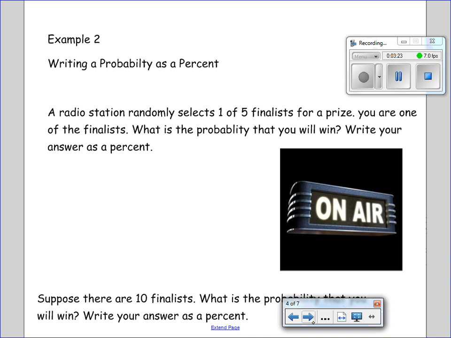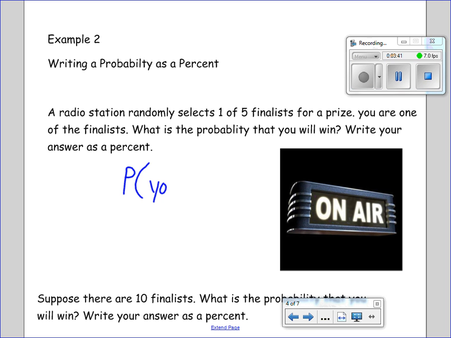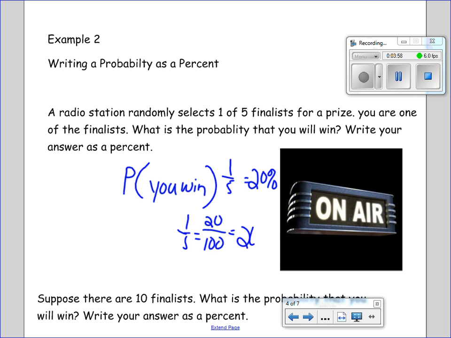In our example, a radio station randomly selects one of 5 finalists for a prize. You are one of the finalists. What is the probability that you will win? Write your answer as a percent. Okay, the probability that you will win will be 1 out of 5, and to express that in a percent would be 20%. You need to show how to do that. You would say something over 100 would be 20 over 100, and that would simplify to 20%.